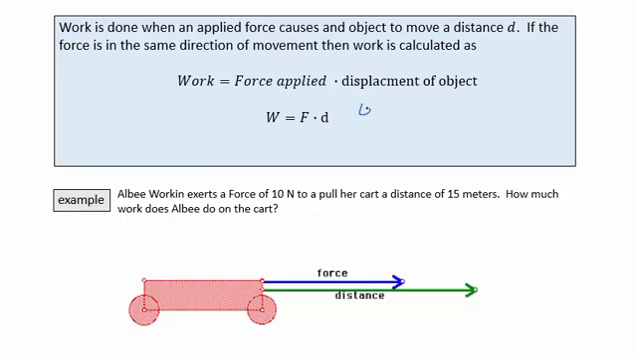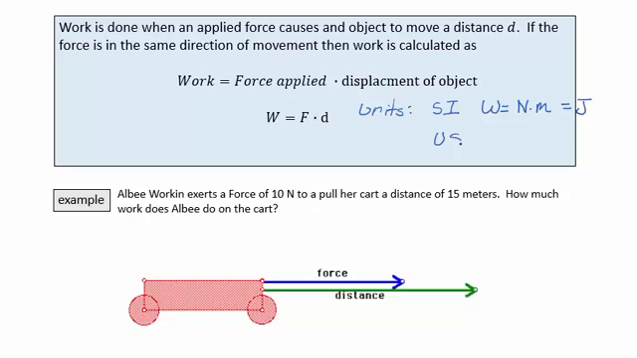There are two different units that we will see. If we're in the SI unit system, then force is measured in the Newton, and distance is the meter. So work has units of Newton meters. This is also equivalent to a joule.